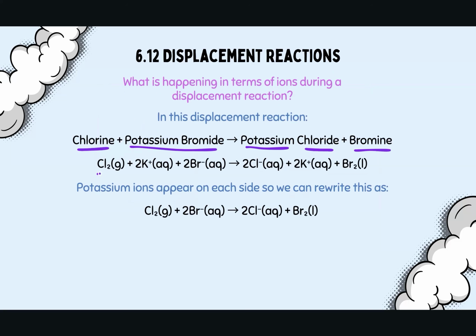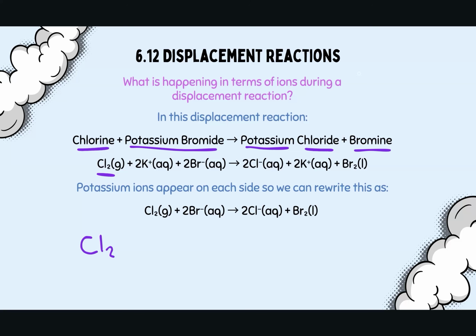Chlorine is Cl2. We write it as Cl2 with no charge because it's an element. Elements don't have charges. Because elements don't have charges, I'm going to redo this at the bottom here. We just write Cl2, no charge.